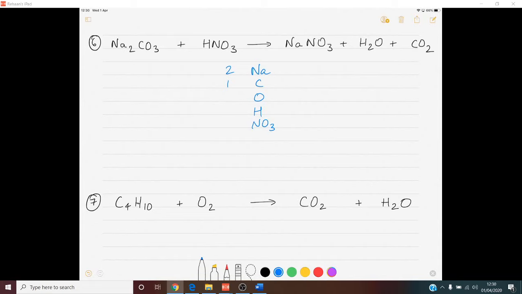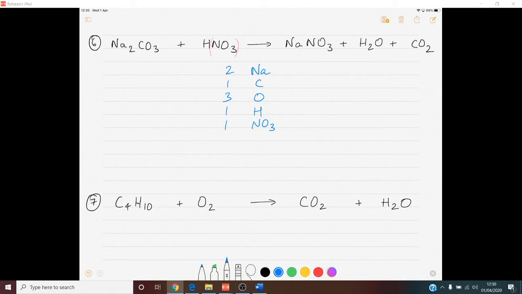Going back to counting, so 2 Nas, 1 carbon. Now the oxygens, we have to be very careful that when I count the oxygens, there are 3 over here. There are 3 in NO3, but I'm counting NO3 separately. I'm counting it as its own entity, as its own chemical. So I must not count it when I'm counting oxygen. There are only 3 oxygens in this molecule which do not belong to anything else. H, 1 hydrogen and 1 NO3 group. I'm again putting an invisible bracket around NO3.